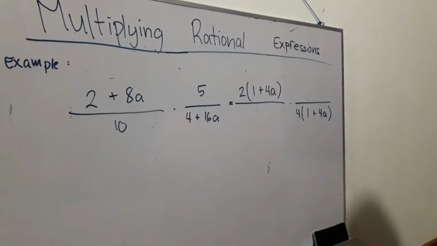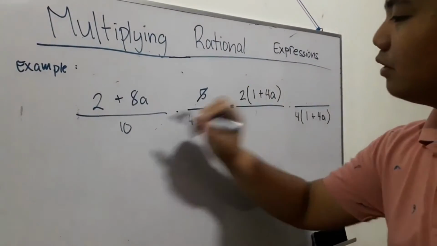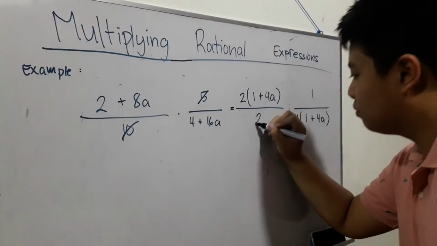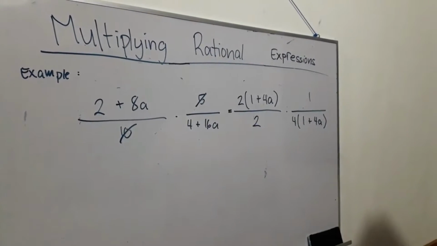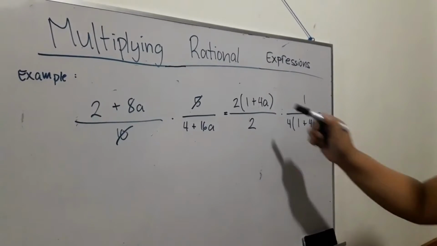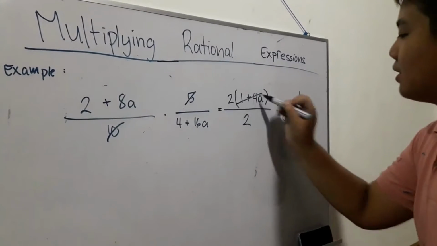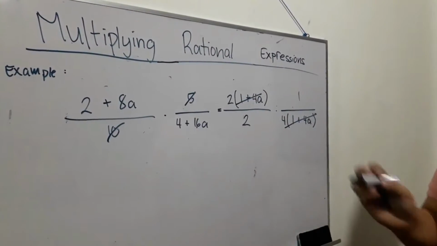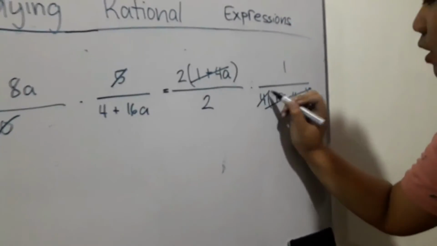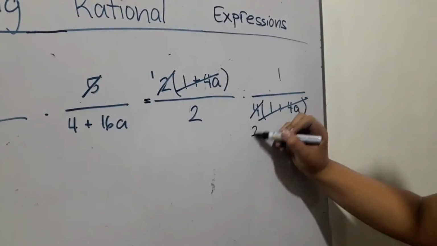And here, you can cancel 5 and 10. So 5 will become 1 and 10 will become 2. And you can still cancel 1 plus 4a and 1 plus 4a as well. If you cancel these, you will still have a chance to cancel 2 and 4. So 2 will become 1 and 4 will become 2.